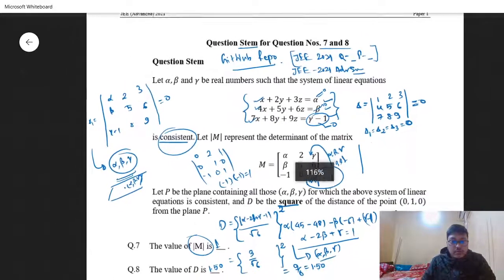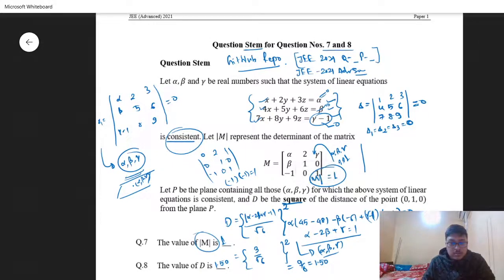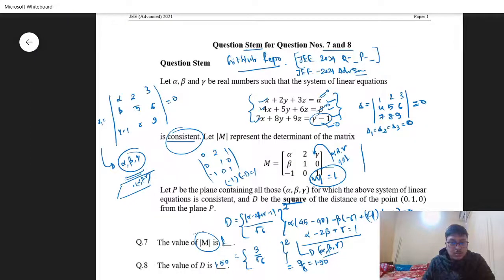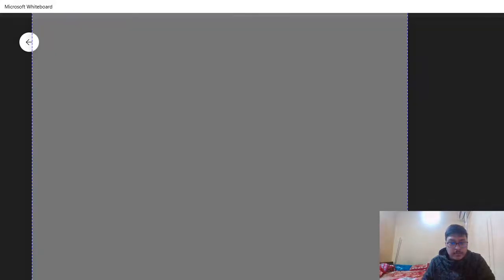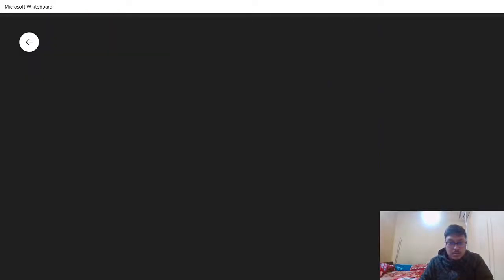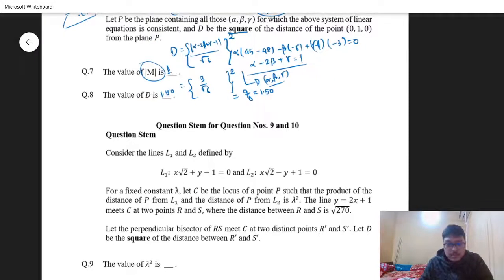Now move to the next question. Another question comes from the house of conics. And please forgive the technical glitches that we are seeing. In this, we are given two lines L1 and L2.